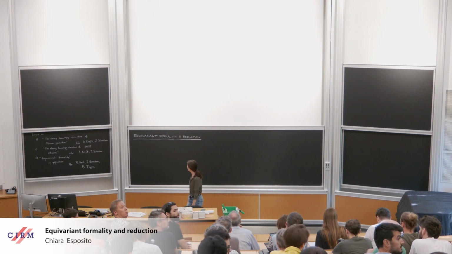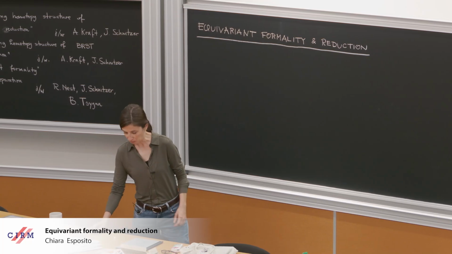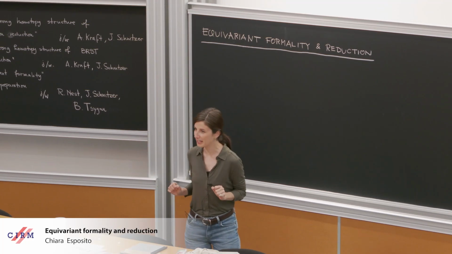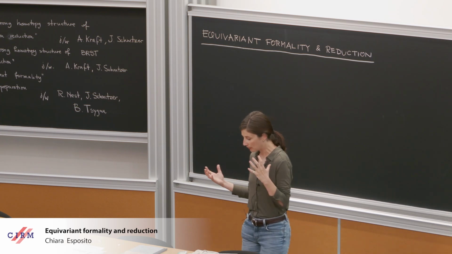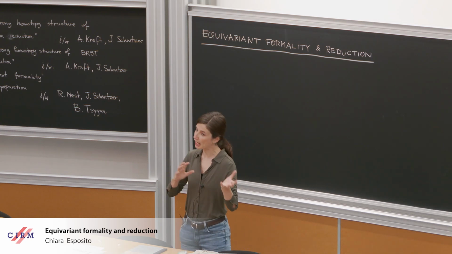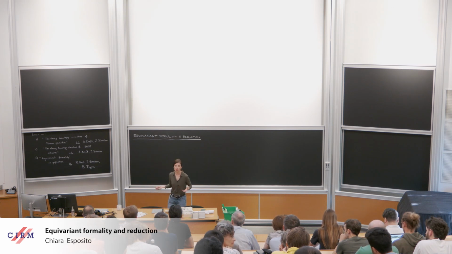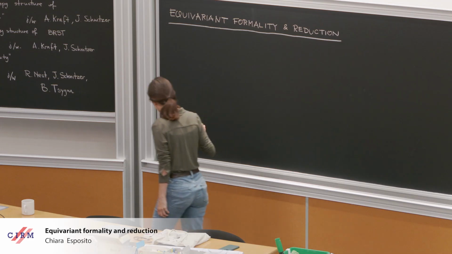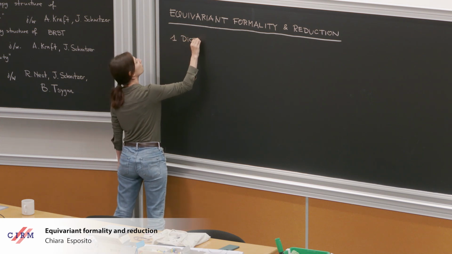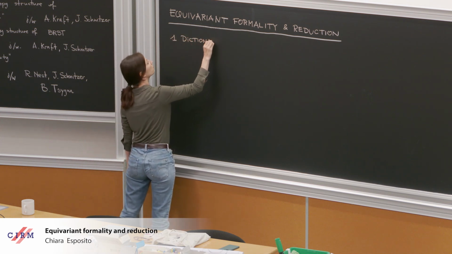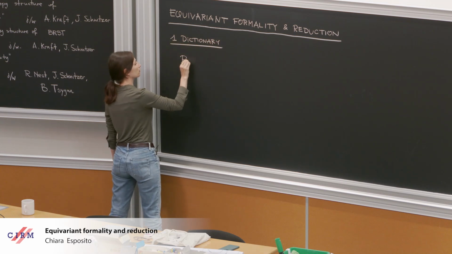Today I'm talking about equivariant formality reduction. Just to give you a very, very rough idea, what I want to study here is a little bit the relation of reduction and quantization. But maybe for you these are still some buzzwords, so let me start with a dictionary. So what do I mean by reduction?